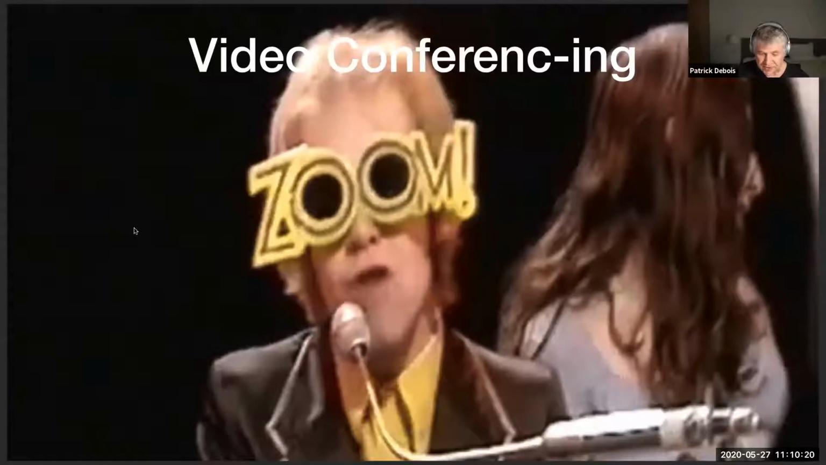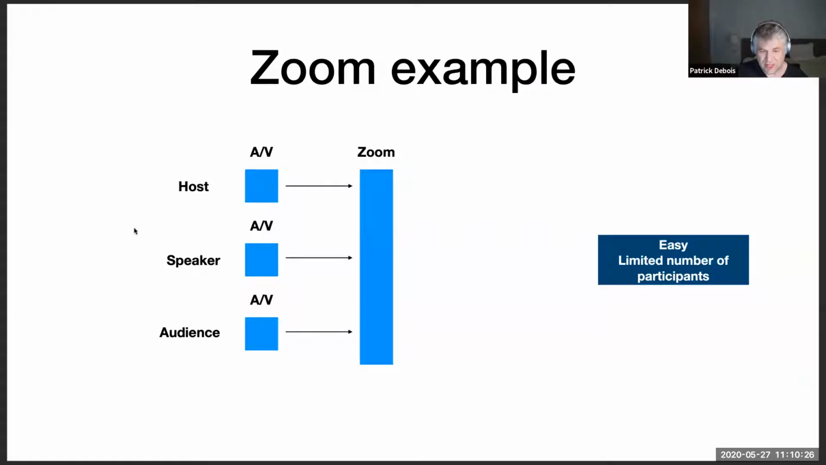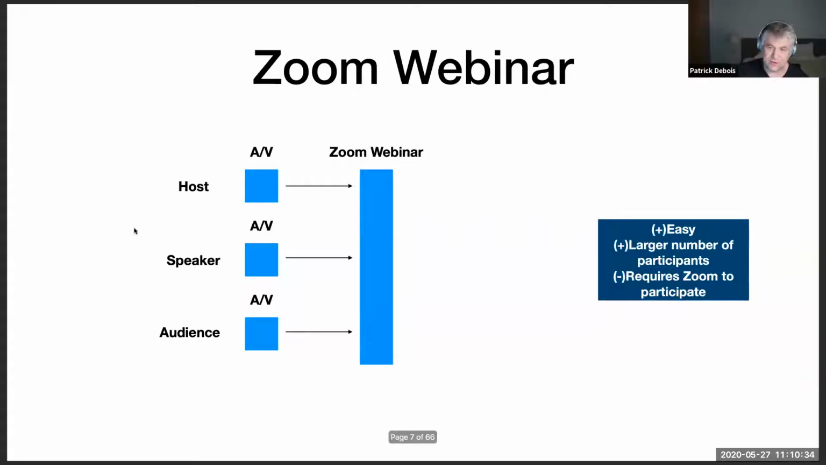First thought, everybody's thinking about doing a virtual conference. Let's use Zoom, right? That's the easy thing. You have the speakers like we're doing now. It's easy, but limited in the number of participants. But then they know, of course, there's a webinar function and you can get way more people. So that's nice. But you still require everybody to download Zoom and get on the webinar software.